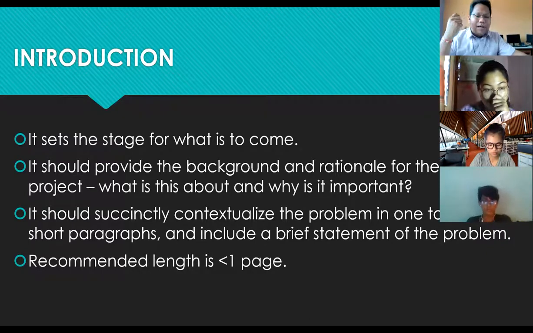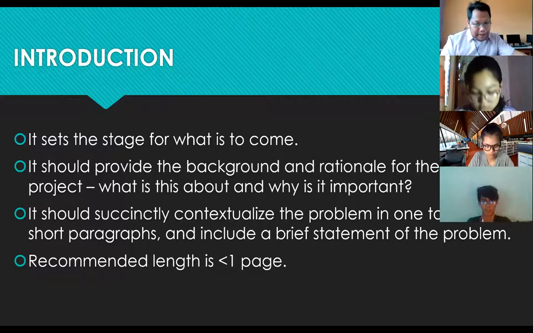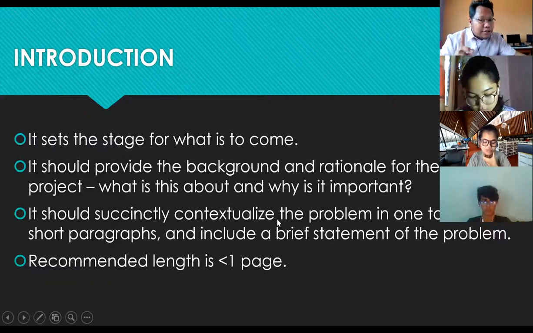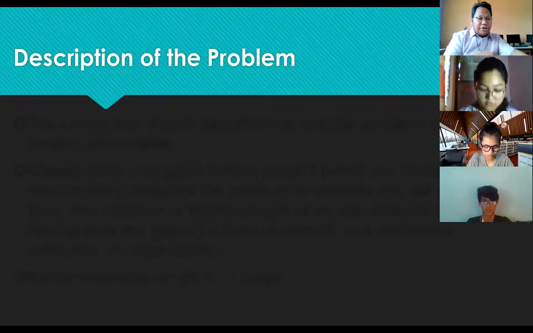The recommended length again of the introduction is less than one page. If it should go beyond a page, then it will not go beyond two pages. So one page to two pages. But the best length would be less than one page for the introduction. The introduction has a subsection, and this subsection could probably be placed on the second page.